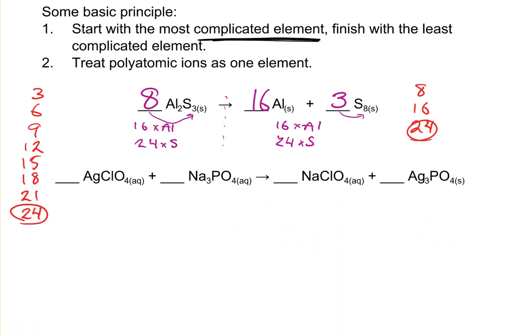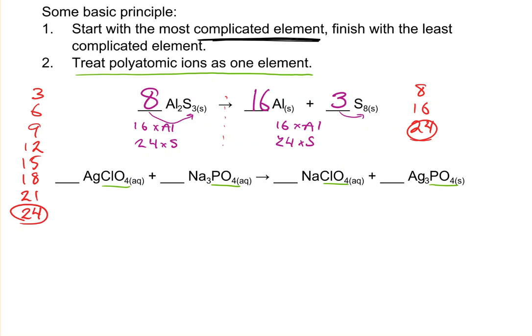So the principle that we're going to have to use this time is the idea of treating polyatomic ions as one element, as long as they stay together, as long as they don't change. So when we take a look at this first compound here, it's an ionic compound. It begins with a metal. And so this is silver perchlorate. Hopefully you should recognize perchlorate is here, but also perchlorate is here. Phosphate, PO4, is here, and PO4 phosphate is here as well.